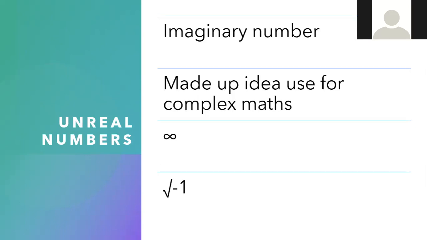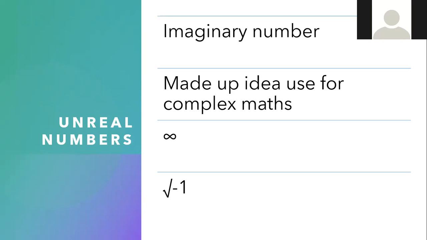Well, an unreal number is an imaginary number, which is a bit of a strange concept to get our heads around. Basically, it is a made-up idea that we use for complex maths. So, for example, infinity and square root of -1. These are made-up ideas. They're not actual physical numbers that we can get. So it's a bit of a strange concept, but they're unreal numbers. So unreal numbers are things like infinity, and so on.